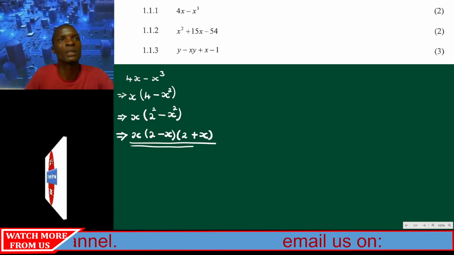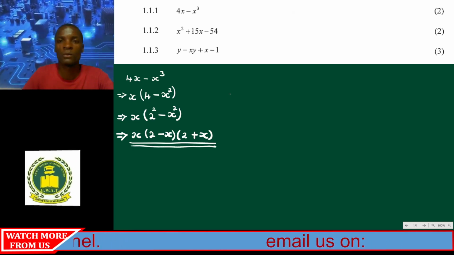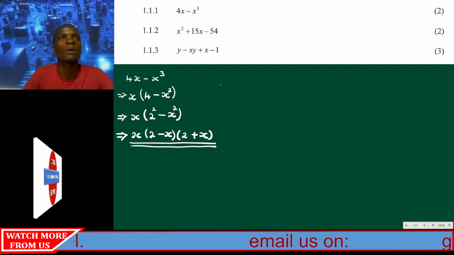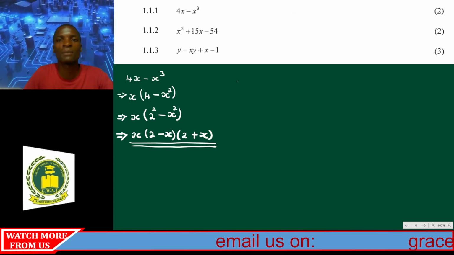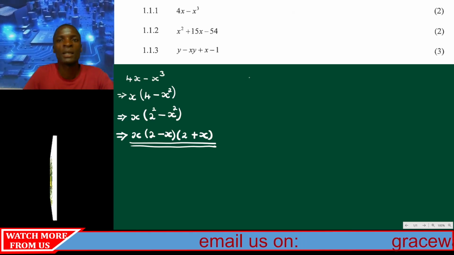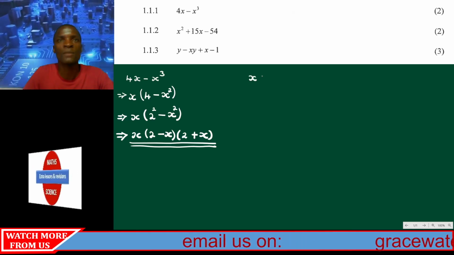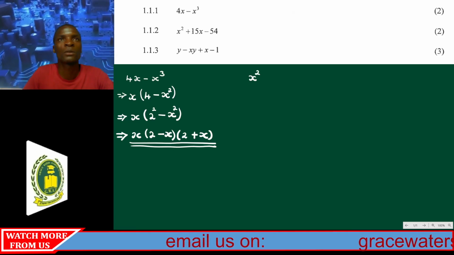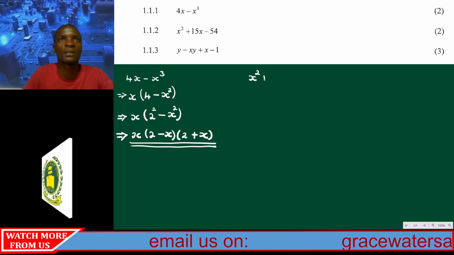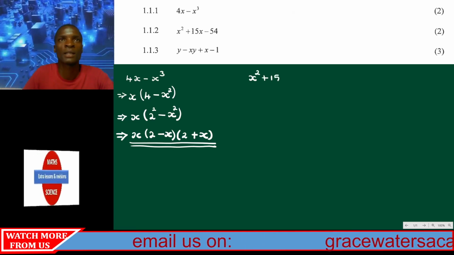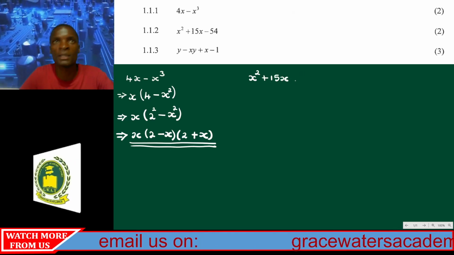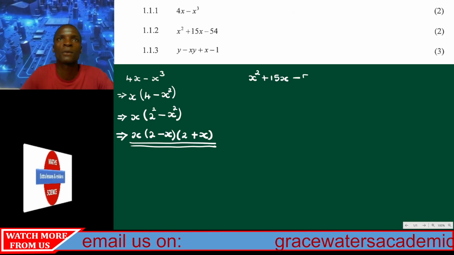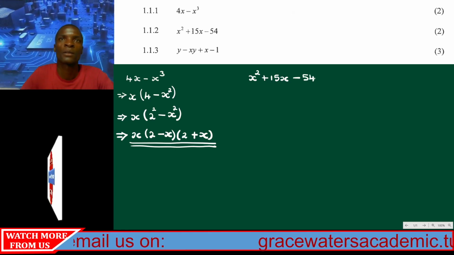I hope you understood it. We need to move to the next question, which is 1.1.2. Because you have it on the screen, let me not waste time. It is reading x to the power 2 plus 15x minus 54.